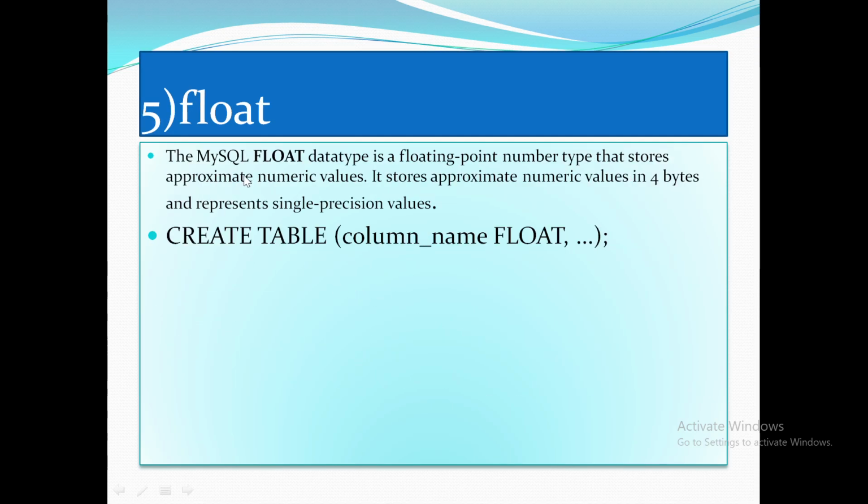Finally, we discuss float. The MySQL float data type is a floating point numbers type that stores approximate numeric values. It stores approximate numeric values in 4 bytes, representing single precision values. Create table, column name float. So this is the PowerPoint presentation. So I will show the MySQL what we did in yesterday's class.